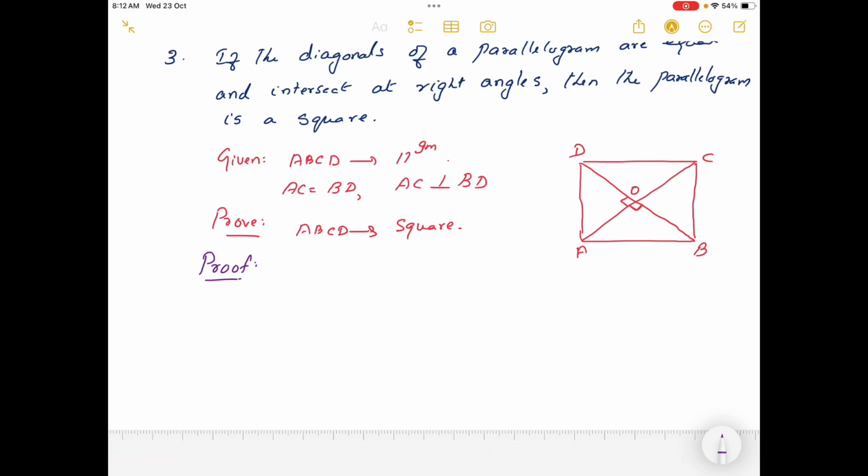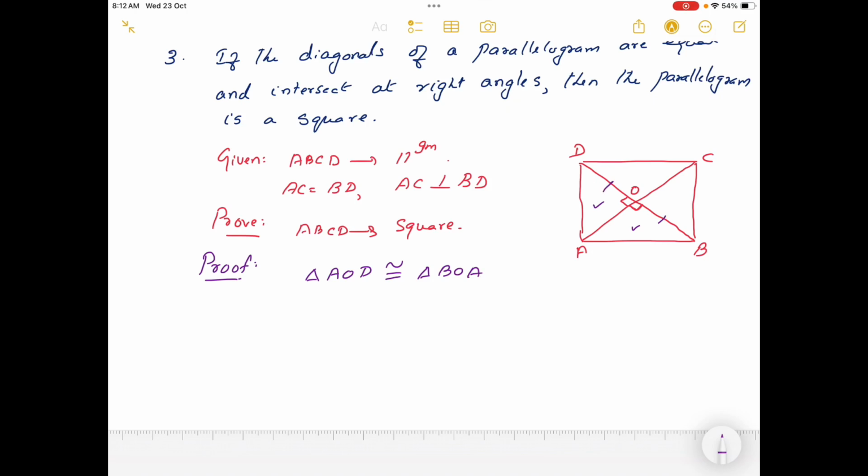Okay, now we will start. First we will prove the sides are equal. We have already proved this in earlier videos, so please do it. I will just write the triangles. Triangle AOD is congruent to triangle BOA.